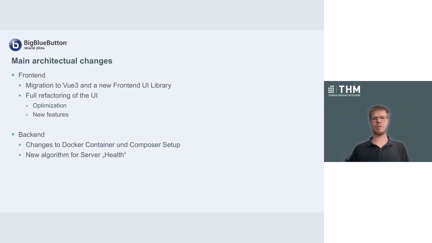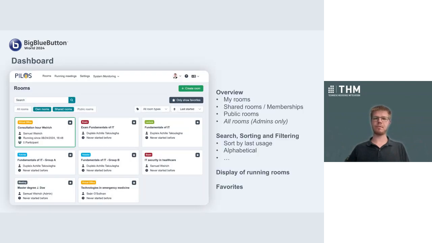The solutions that we came up with were this new front end. We had to refactor this. We optimized it and added a few new features. And on the backend side, we changed the Docker containers, the composer setup, and found a new algorithm for what we call the server health. So how healthy is the connection between the front end and the backend and the different BigBlueButton servers.